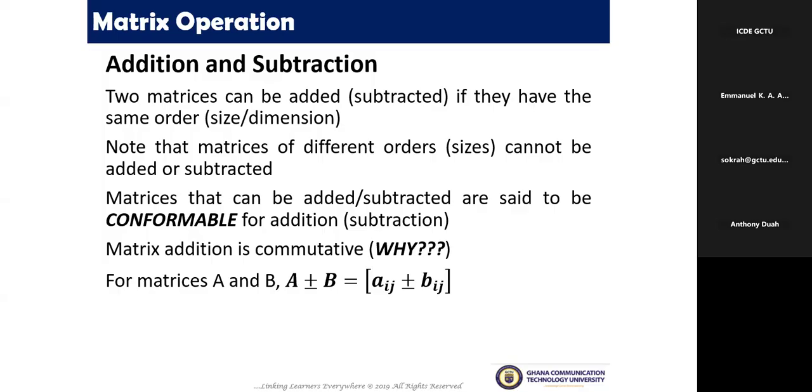And take note that addition of matrices is commutative. Why do we say it is commutative? If you add matrix A to matrix B, you get the same answer as the addition of matrix B to matrix A. We'll see some examples and then you can confirm. However, subtraction of matrices will never be what? Commutative. It doesn't work. So take note.